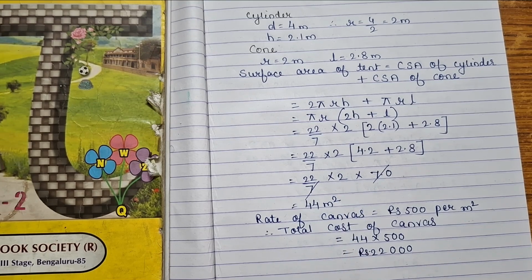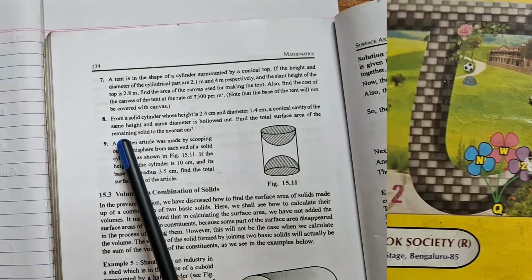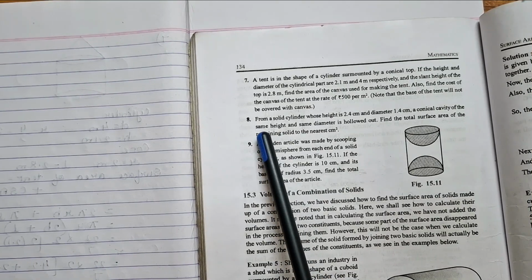Now let's find the cost of this canvas. The rate of the canvas is rupees 500 for 1 meter square, and the canvas required here is 44 meters square. So the total cost of the canvas required is 44 into 500, and that is rupees 22,000. So this was all about the seventh sum. I think even this was not at all difficult. Let's see what our problem number 8 is. The problem number 8 is something like this.